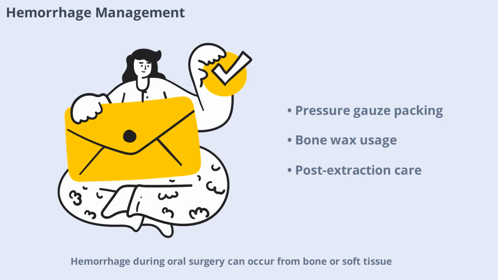Hemorrhage during oral surgery can occur from bone or soft tissue. Bone bleeding is controlled with pressure, gauze packing, bone crushing, or burnishing with hemostats, absorbable gelatin sponges like Gelfoam or Surgicel, and bone wax.